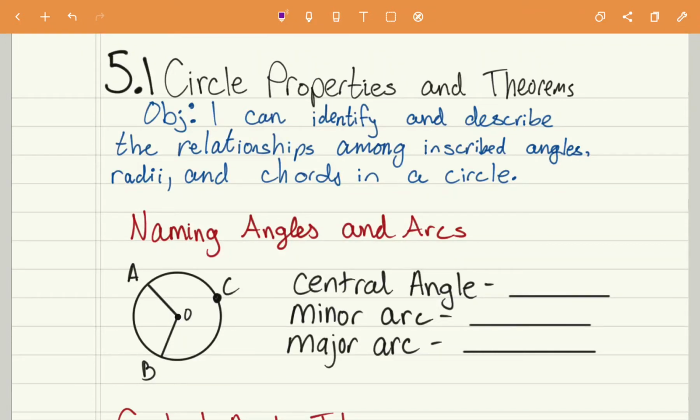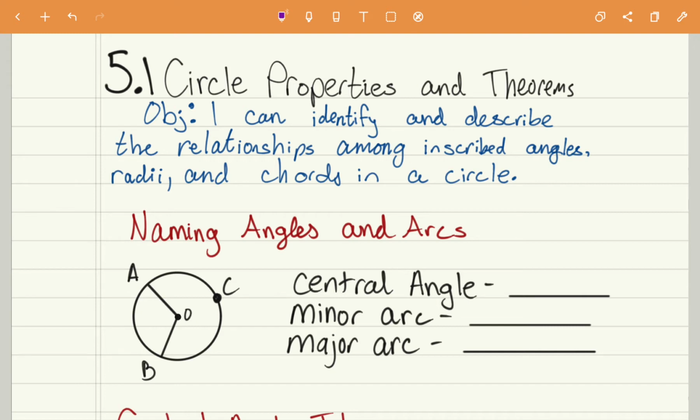Hello, this is Miss Goodwin, and today is Objective 5.1, Circle Properties and Theorems. The objective is that we can identify and describe the relationships among inscribed angles, radii, and chords in a circle.